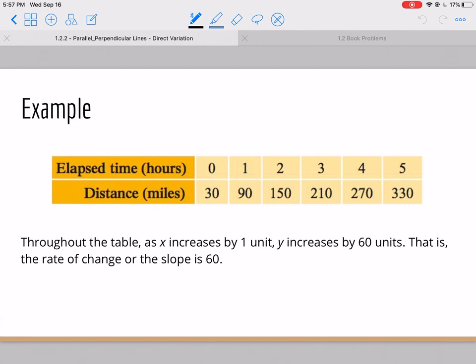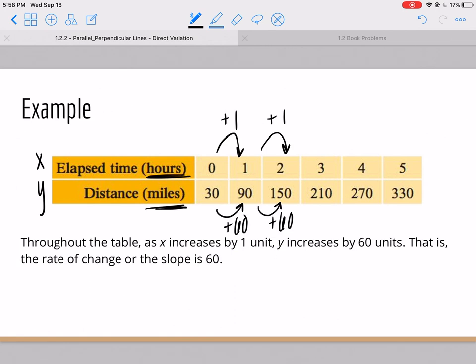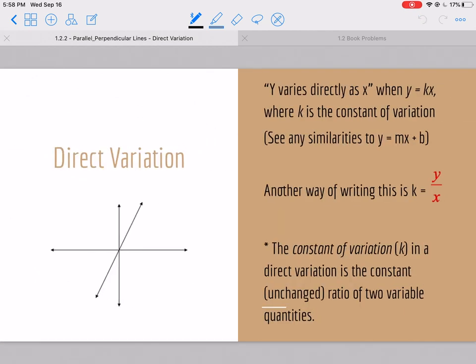So this is an example here. This just shows that for each unit that is increased in x, y here is increased by 60 units. So each unit increased by 1 in x, y increases by 60. Okay, so it's consistent every single time. 60 is being added, so every hour that goes by, you are driving an additional 60 miles. That would be an example of a linear relationship because the rate of change is the exact same. It's constant. If it changes, it's not linear.